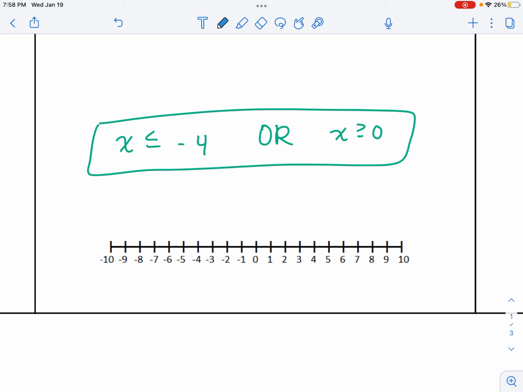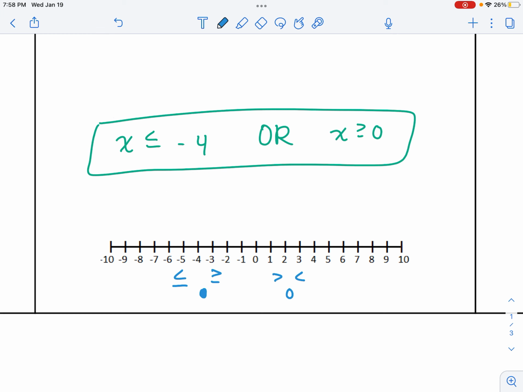Now, on a graph, we have 2 options. We have closed circles and open circles. Closed circles are for something that has an equal sign. So something that is included. So I'll write them less than or equal to or greater than or equal to. An open circle would be for something else, right? Just less than or just greater than. So here you look at each inequality separately.